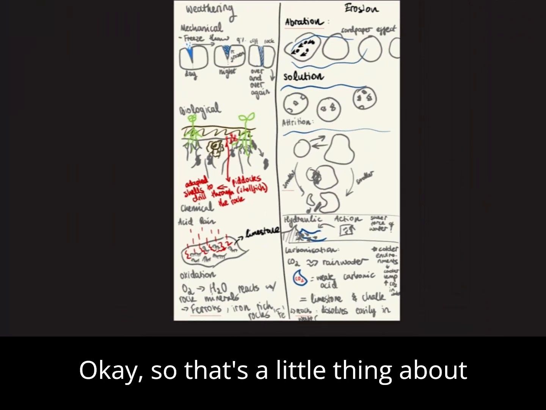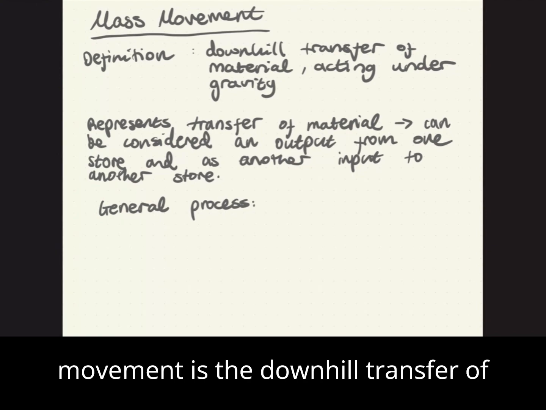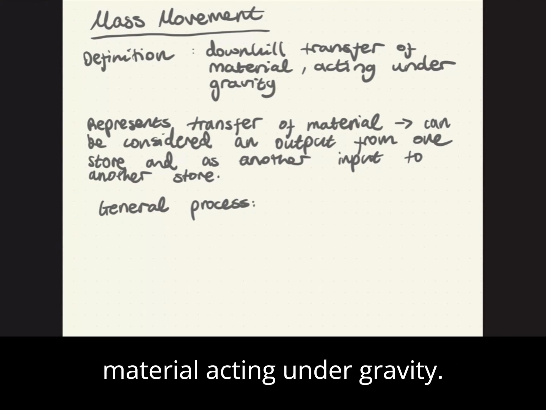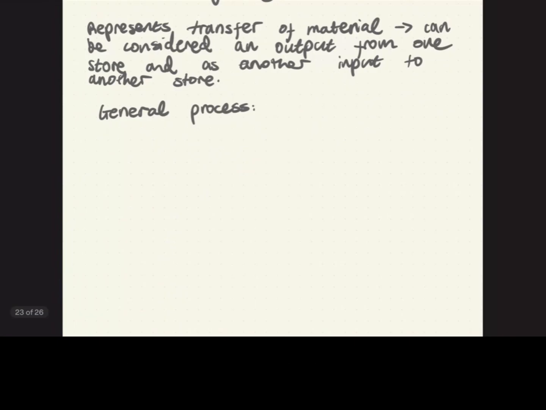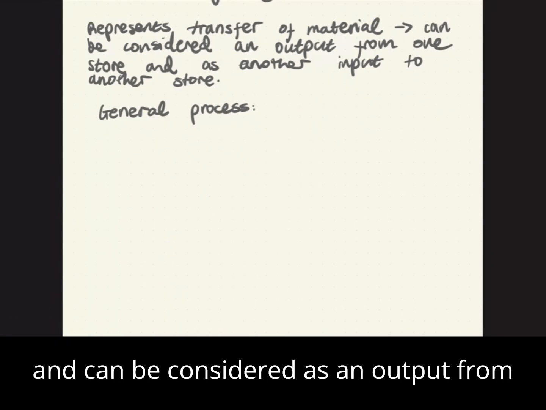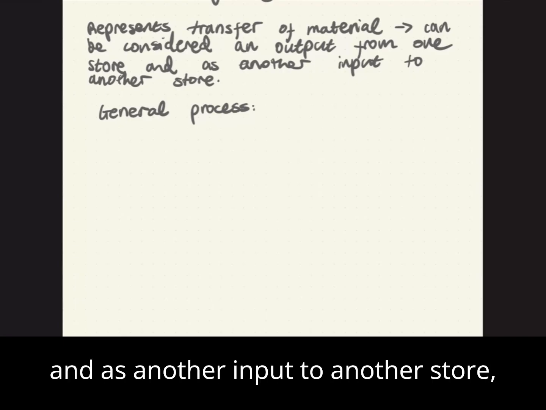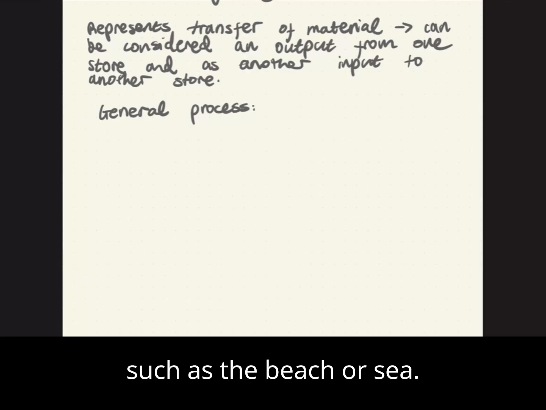Okay, so that's a little thing about weathering and erosion. Now let's get to the actual thing. The definition of mass movement is the downhill transfer of material acting under gravity. This represents a transfer of material and can be considered as an output from one store, such as the land, to another, and as another input to another store, such as the beach or sea.